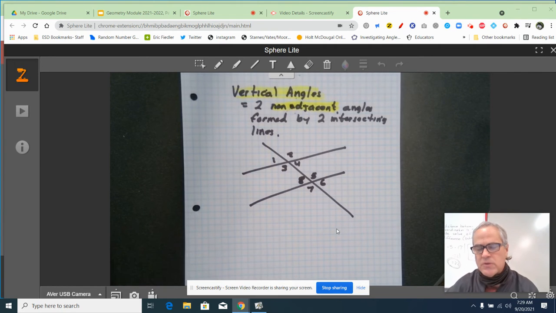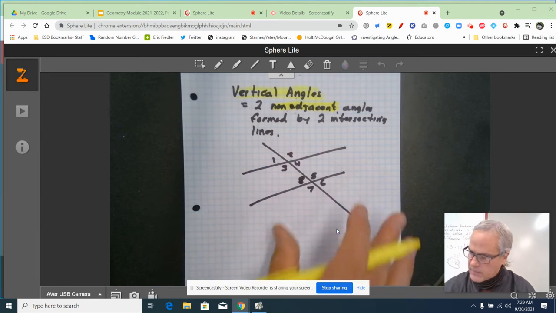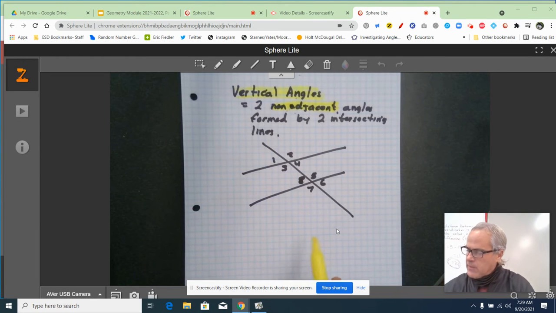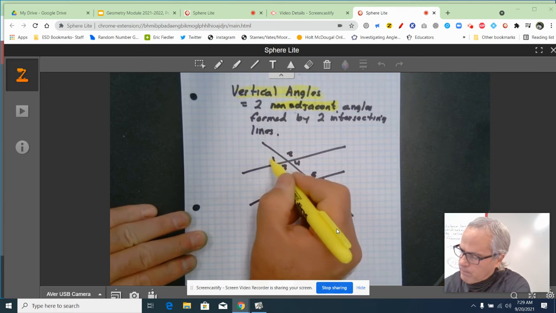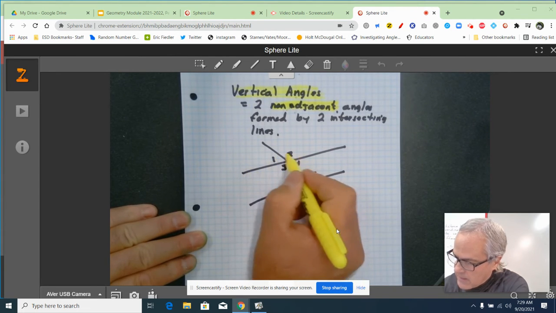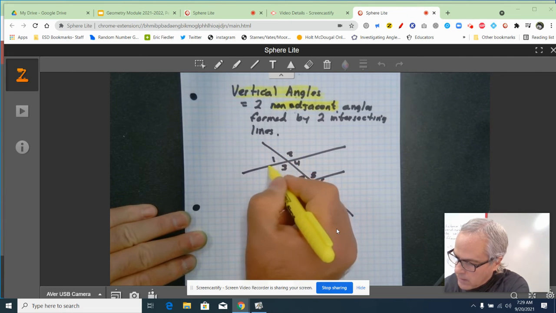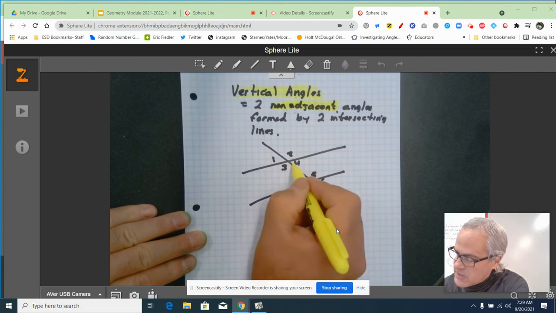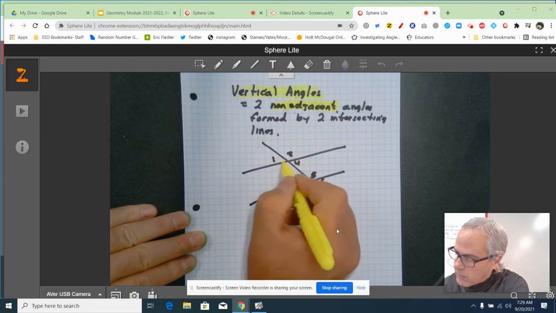And we'll come back to this picture a lot as we go through this early part of geometry that has a bunch of intersecting lines and a bunch of angles. Let's take, for example, angle 1. If I wanted an angle that was vertical with angle 1, it can't be adjacent to it, and it has to be formed by two intersecting lines. Well, here's this line and this line that form angle 1. What is an angle that's not adjacent to it but is also formed by those lines?